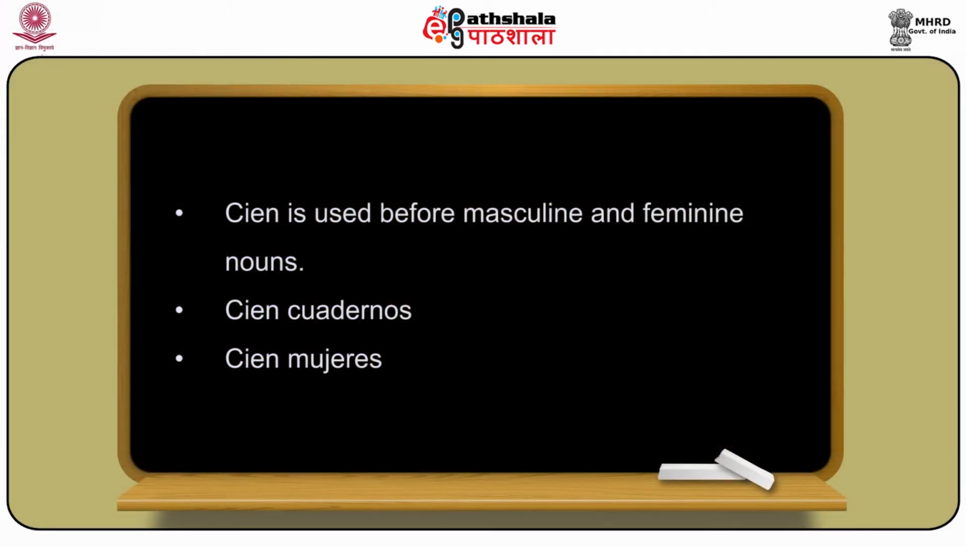Now cien is used before masculine and feminine nouns. So cien remains the same, it will not change. For example, if I want to say 100 notebooks, notebook in Spanish is cuaderno. Notebooks will be cuadernos. So 100 notebooks will be simply cien cuadernos. So cien remains the same for masculine plural as well. But if we are mentioning a feminine noun like women, women in Spanish is mujeres, plural. So if you want to say 100 women, we will say cien mujeres, which means cien will never change whenever we want to mention 100.